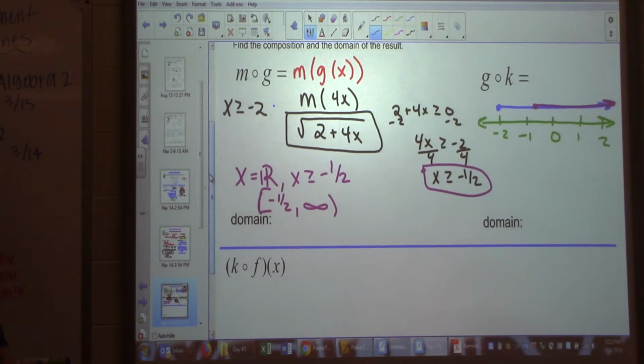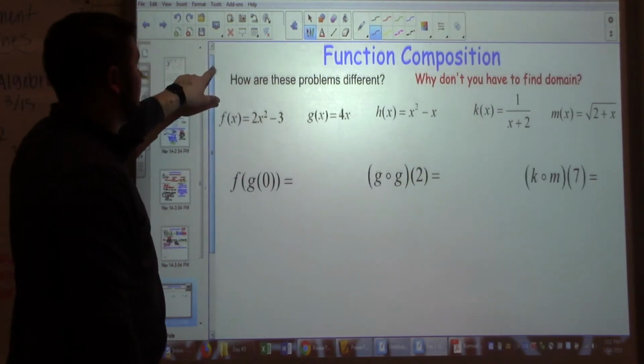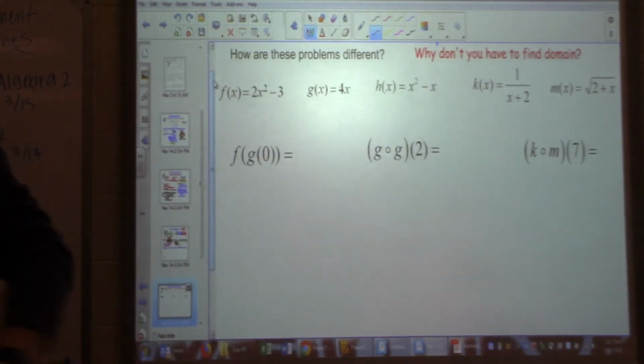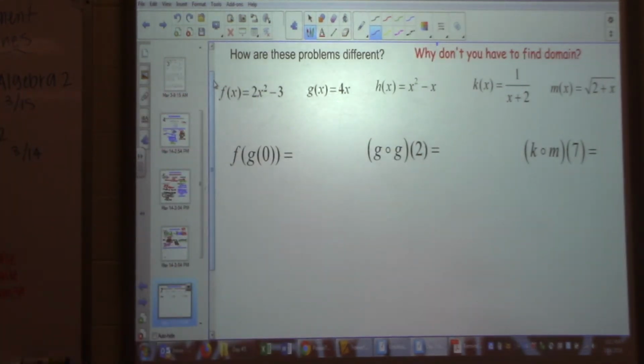We're going to skip the next two. I want to go to these three. These are probably the last three we're going to do today. Now, they're different. Look at them, they're different.